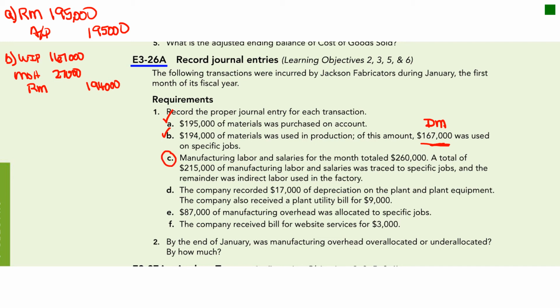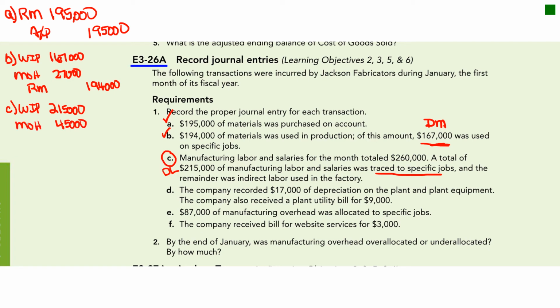Part C is going to be the labor. So notice the idea here is cost flow. We've got direct materials taken care of. Now we're getting into some direct labor. It says we've got $260,000 of labor. It says a total of $215,000 of manufacturing labor and salaries was traced to specific jobs. That basically means that's the part that's direct labor. Remember, direct labor goes into work in process. So we're going to debit work in process for $215,000. The difference is $45,000. That $45,000 is going to go to manufacturing overhead.